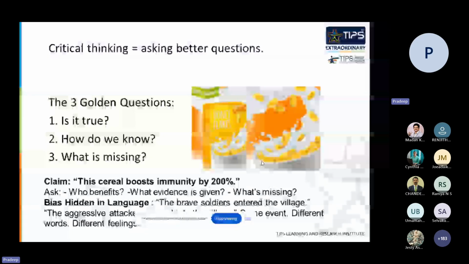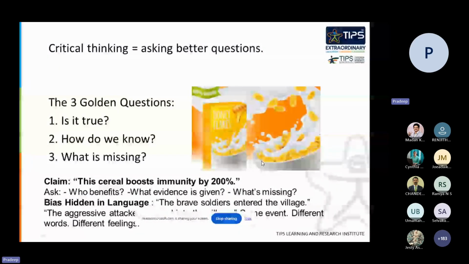Better questions, in the sense that when my learners are learning something, they need to ask these three questions to themselves, because all that glitters is not always gold. Say, for example, I have posted one picture which says that these particular cells are the best one. They boost immunity by 200%. But that is a claim the company is making. So I ask my students to ask these three golden questions when they are going through any particular topic.